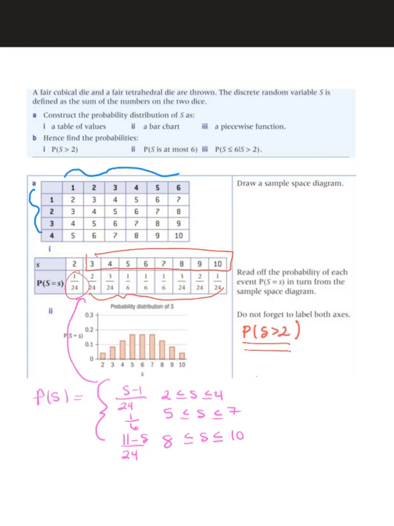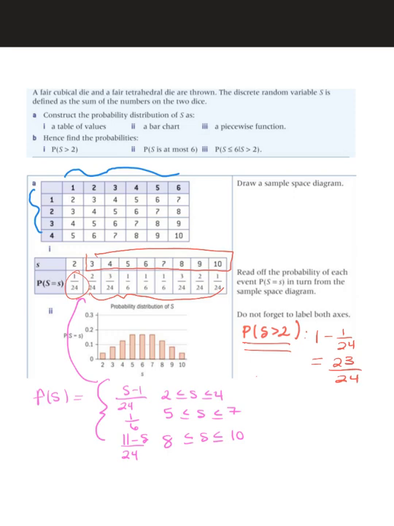1 out of 24. And if they all have to add up to 1, you just take 1 minus 1 over 24, and that difference, what's left over, is going to be 23 out of 24, which is the answer to this first question. Or like I said, you can add up 2 out of 24 plus 3 out of 24 plus 1/6 plus 1/6 plus 1/6, etc.